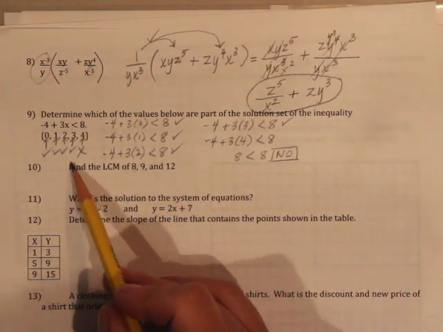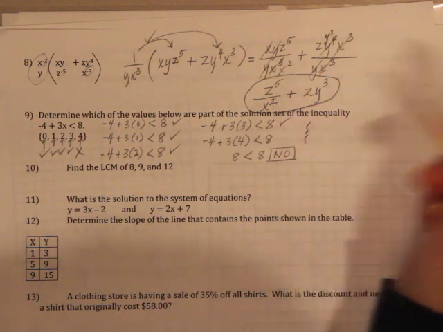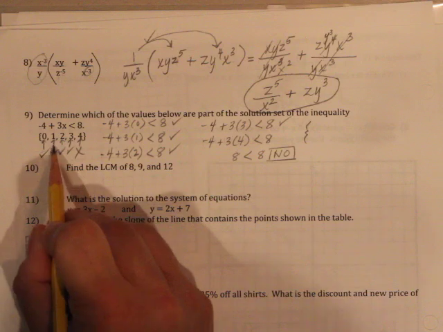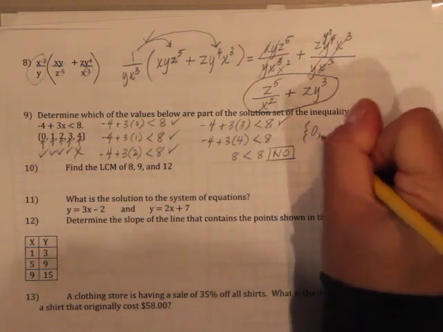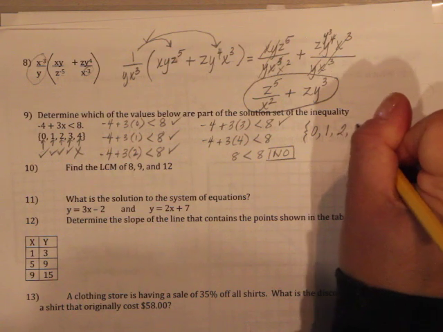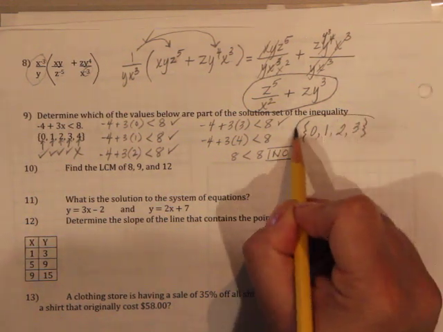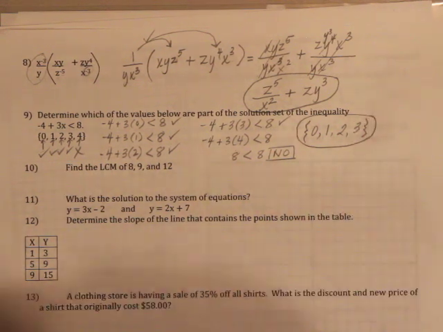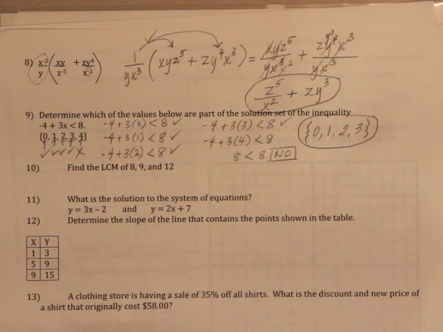When I answer this, I'm going to rewrite the set to say which ones are solutions, which were 0, 1, 2, and 3. 0, 1, 2, 3, close the brackets, and you got it. Those values are part of the solution set that satisfy this inequality.